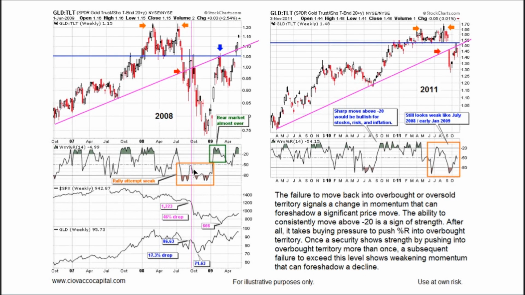So notice when we didn't get in here, it did foreshadow a decline. This ratio dropped precipitously from here. So did stocks. Gold from this point, which is the similar point that we're in now, dropped 17.3%. The GLD dropped from roughly 87 down to below 72. So if you look at this indecision here, we've got a similar situation. This is a weak move, and the current move has failed.